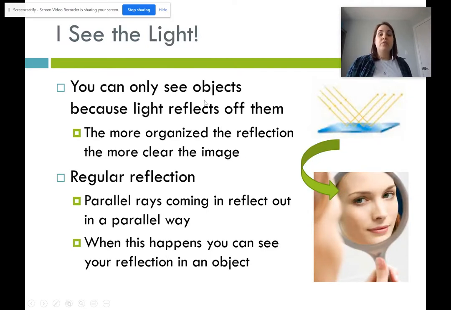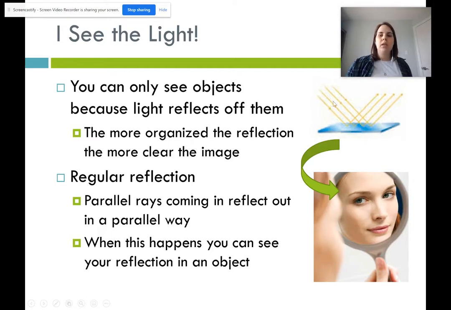So again, I can only see objects because light reflects off them. If this is a mirror, here's my face. The light that's coming off my face is going to bounce off the mirror and then bounce back off of it in a regular fashion. The more organized this reflection, the clearer the image is going to be. And as long as this can bounce back into my eye, I'll be able to perceive that image. So what's happening here? You can see the girl's face right here. There's light that came in from the light source, whether it be the light in the ceiling or light from a window, bounces off her face, goes towards the mirror, bounces off the mirror, and then comes back into her eye so she can perceive the image of herself.